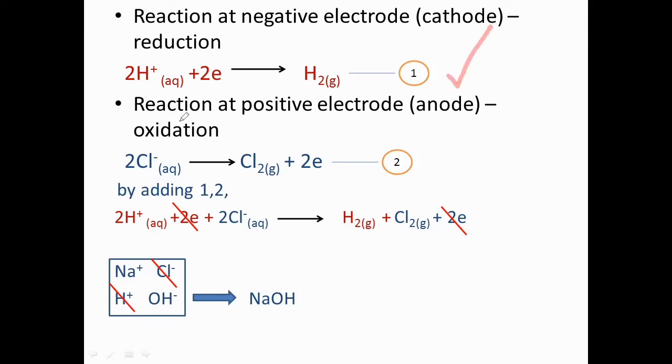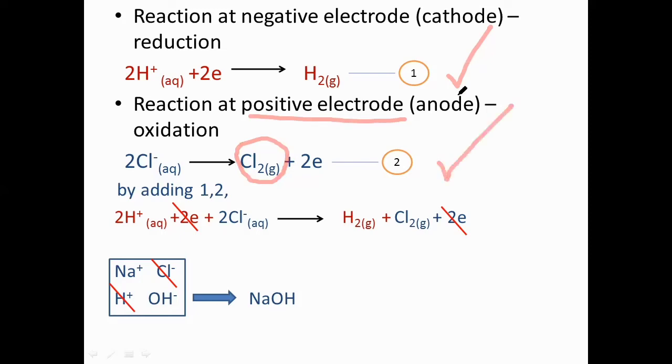The next reaction happens at the positive electrode. There are two negative ions, chloride ions and hydroxide ions. The chloride ions have the higher tendency to get oxidized. So these chloride ions lose electrons and become chlorine gas. This is the second half reaction.